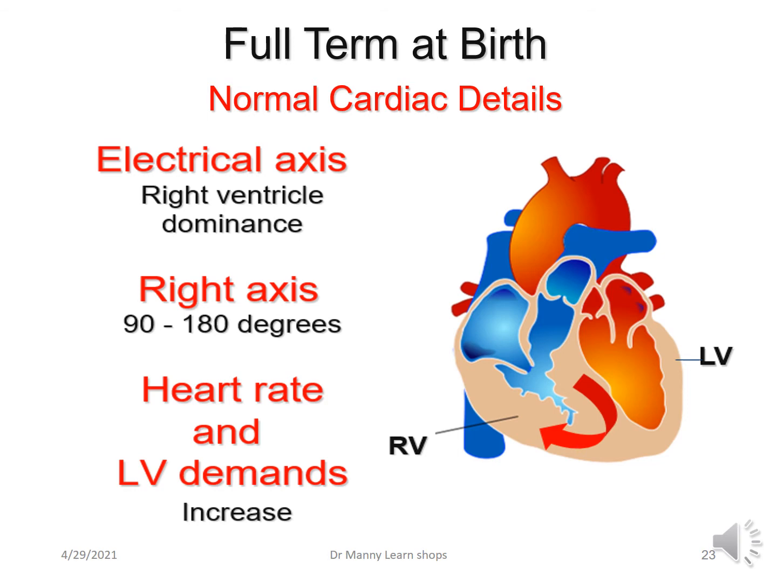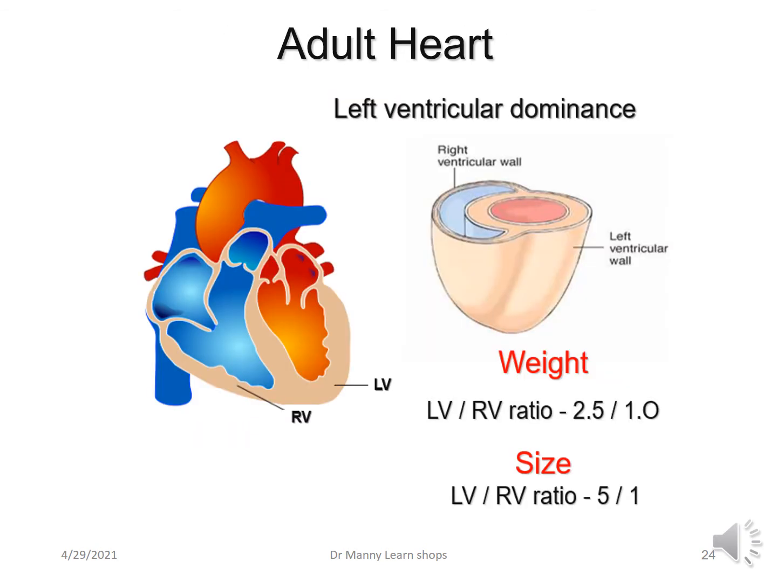Because as I said, the left ventricle really has to start working now, whereas in the fetal circulation, it didn't have to work too hard at all. The right ventricle only has to pump blood to the lungs once the infant is born. The left ventricle has to pump blood all around the systemic circulation. The adult heart then demonstrates left ventricular dominance. And it's got a weight ratio now of 2.5 to 1 compared to the right ventricle. And the size is now 5 times larger than the right ventricle in proportion.